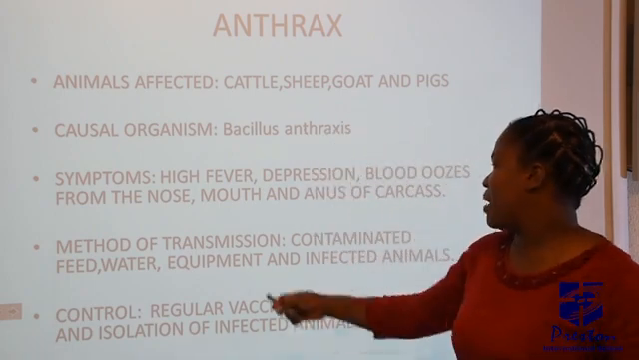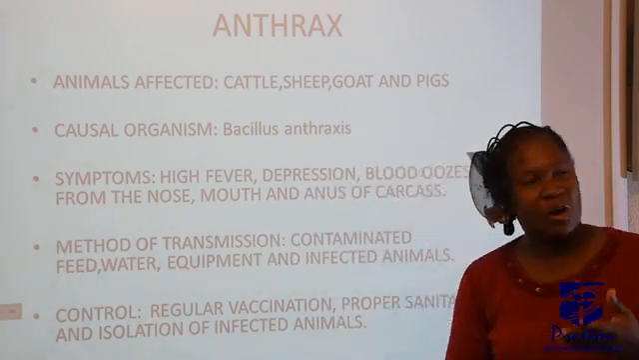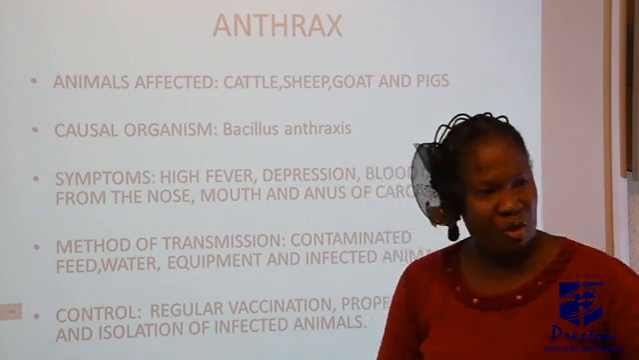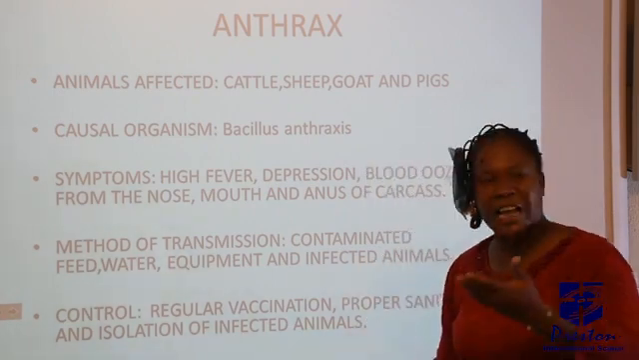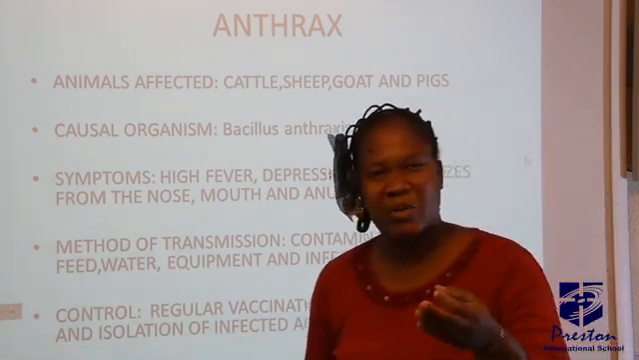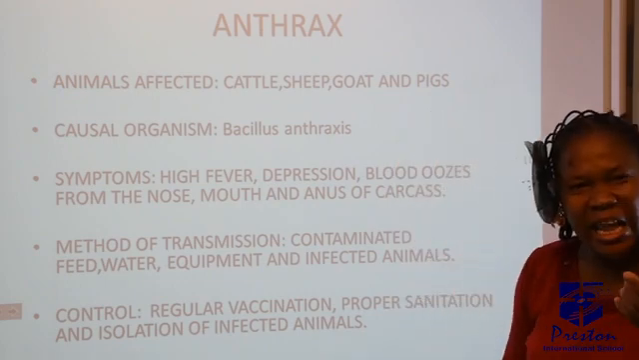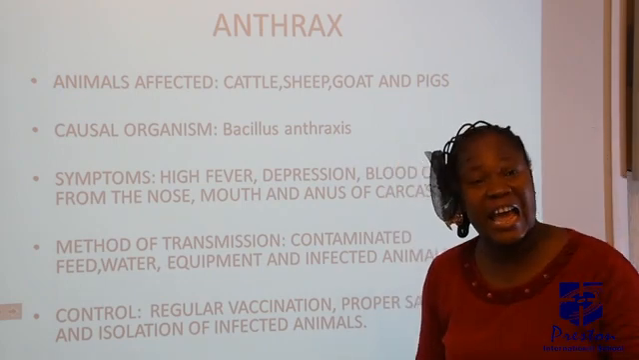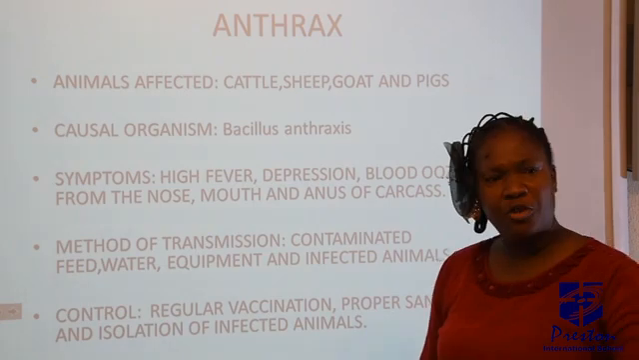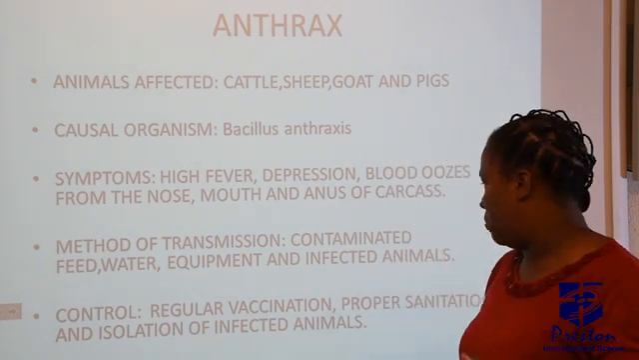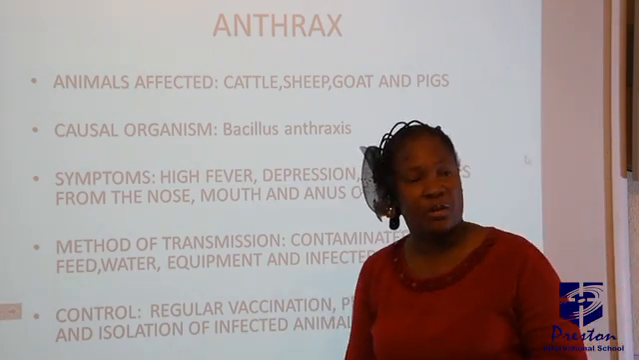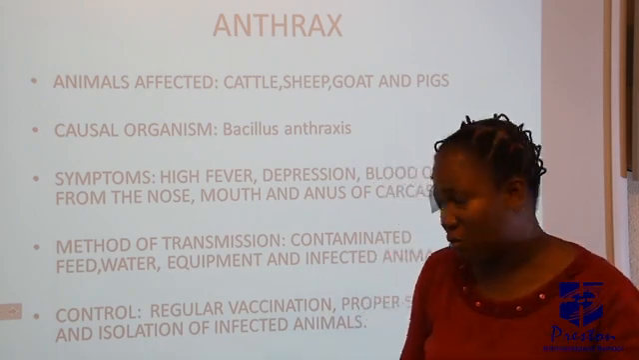The next one is method of transmission. How does the animal come in contact with anthrax? From contaminated feed, contaminated water, contaminated equipment, and infected animals. Now, how do you control anthrax? Number one, regular vaccination. You vaccinate the animals regularly.